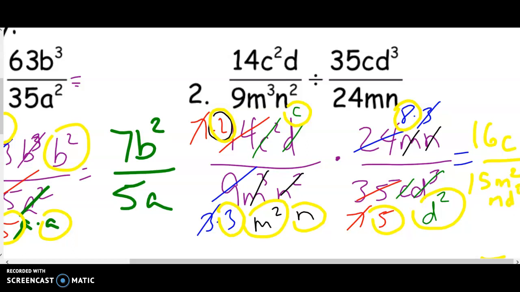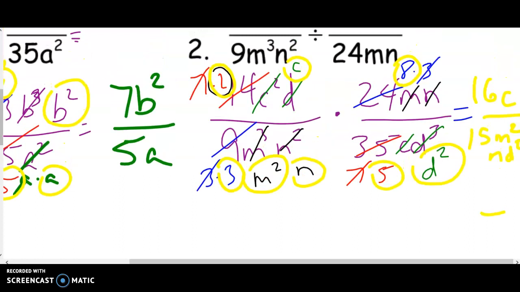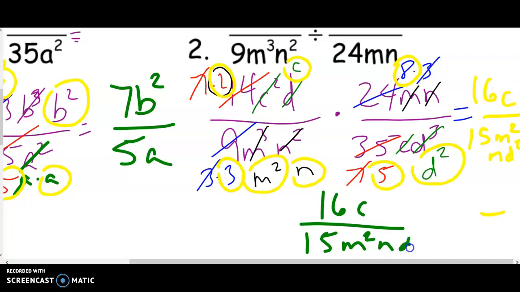Getting cut off here. All right, let me scroll down and write that answer. I can just grab the slider. Okay. All right, so final answer. 16c over 15 m squared and d squared. Nothing else reduces and cancels.